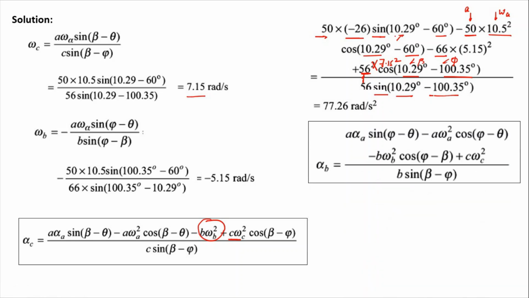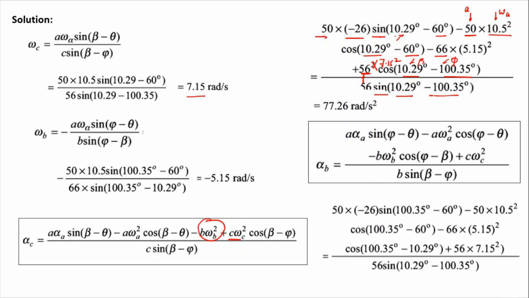Now similarly we can calculate the angular acceleration of link BC, that is alpha B. So let us see how we can calculate alpha B. So alpha B is equal to A, 50, multiplied by alpha A, that is minus 26, then sine of (phi minus theta), so sine of (100.35 minus 60 degree). Then we have minus A omega A square cos(phi minus theta). So A omega A square is 50 multiplied by 10.5 square multiplied by cos of (100.35 minus 60 degree).